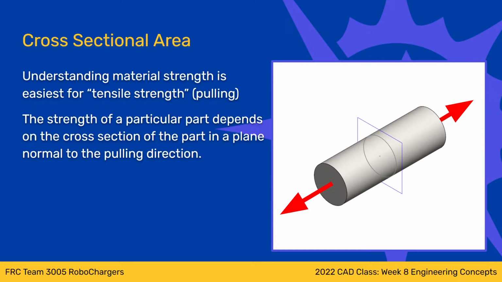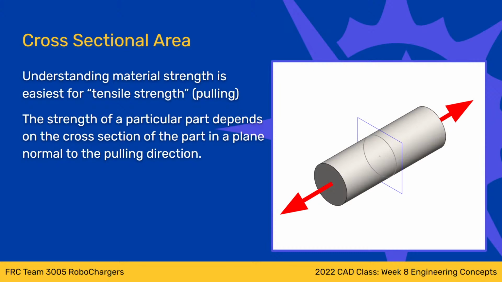When we're talking about these things, the easiest way to understand it is when materials are being stretched. Like when we're pulling on a material, that's called tension. And when we're talking about the strength of a material, we're talking about tensile strength. I'll get a little more into those terms in the subsequent slides here.